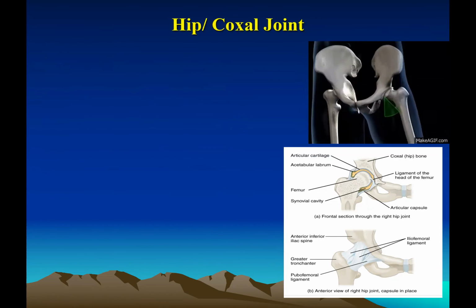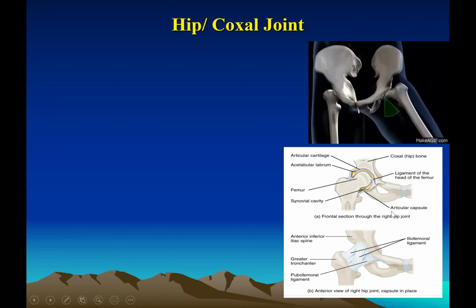The hip joint or the coxal joint is a ball and socket joint. So the head of the femur is the ball. It fits into the acetabulum. The socket is called the acetabulum in the coxal bone. It is a diarthrotic joint. It is multi-axial. It has a wide range of motion, held together with lots of ligaments.